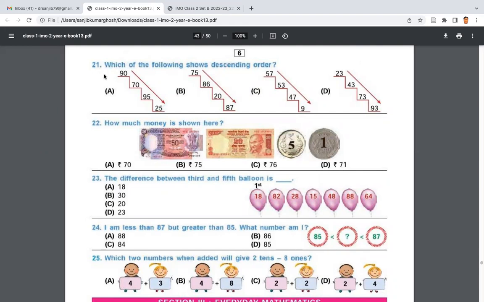Shuanshu, better do 21. You have to select the one which is in descending order. Descending order means from the highest to the lowest. Do it and tell me the answer.